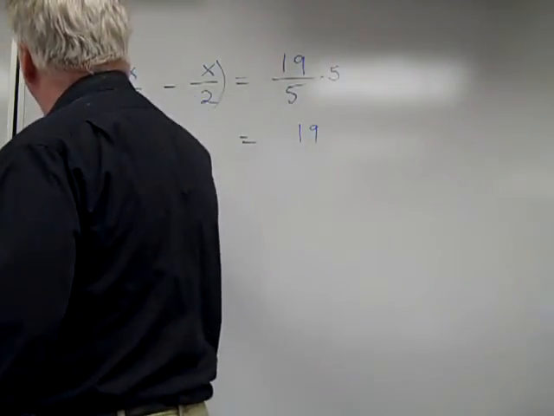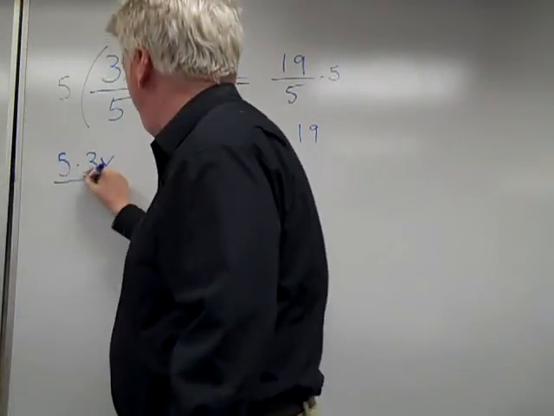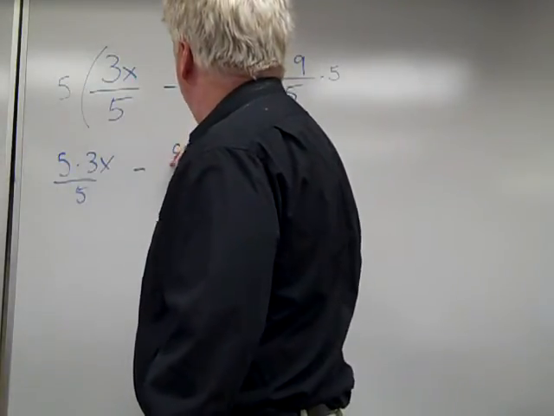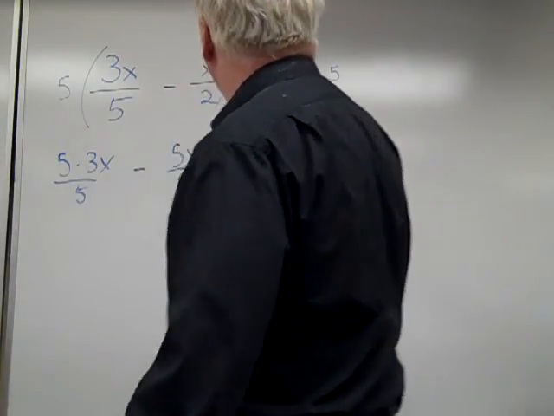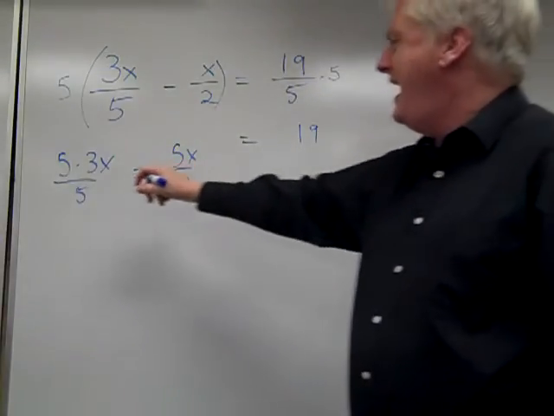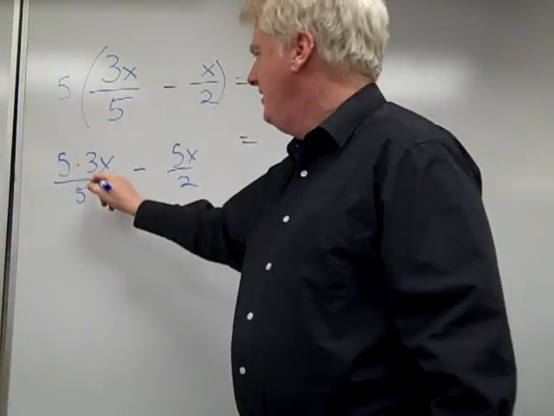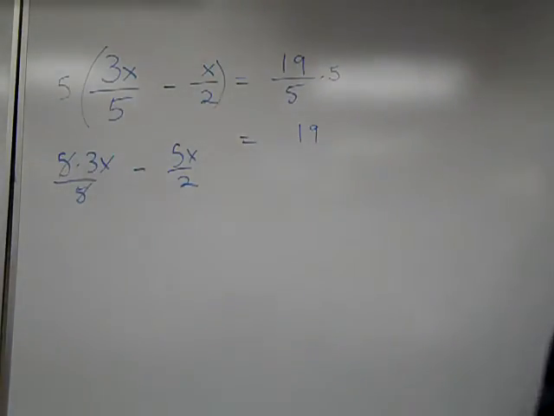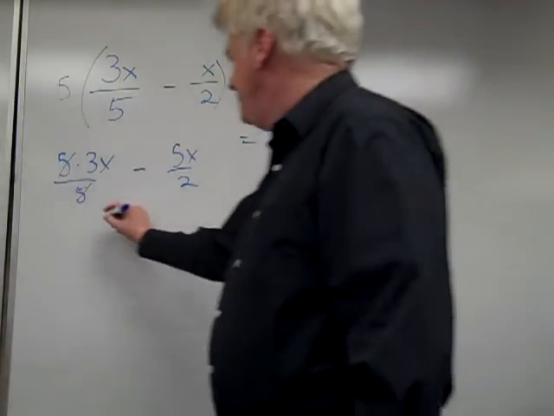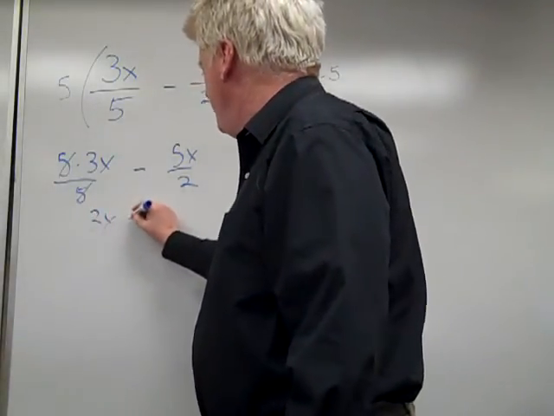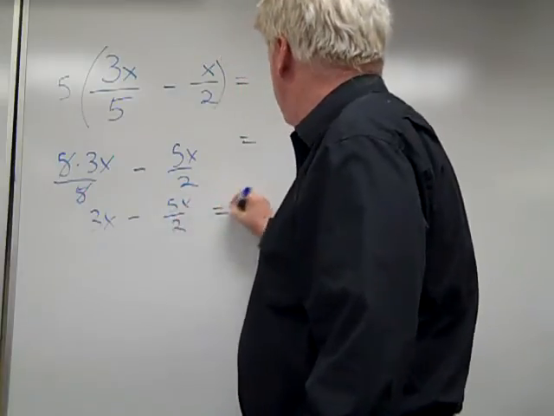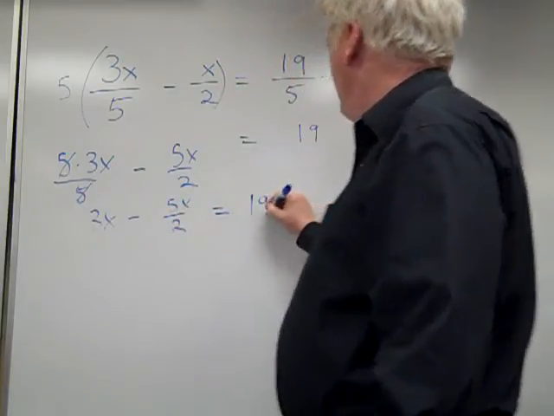So we've got 5 times 3x over 5 minus 5 times x over 2 equals 19. Now, in this fraction, there's a common factor of 5 over 5 that needs to go. This still remains a fraction. But at least now we're down to only one fraction rather than 3.